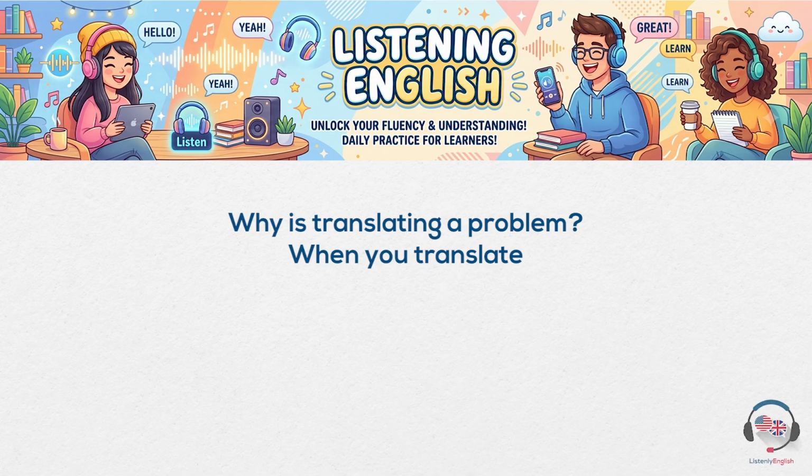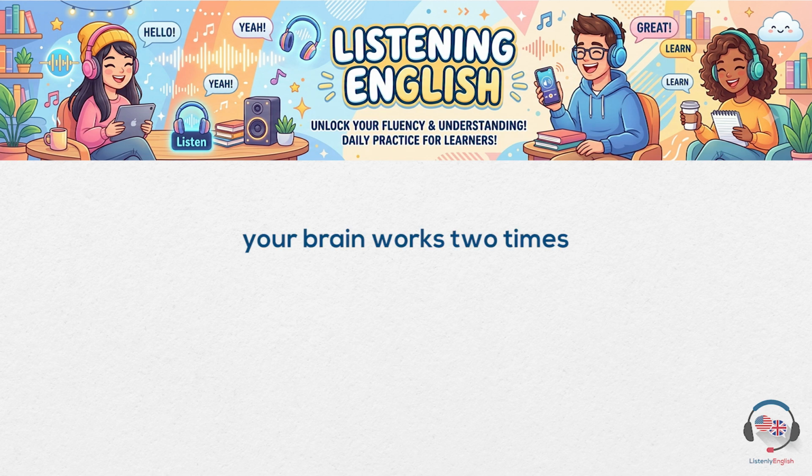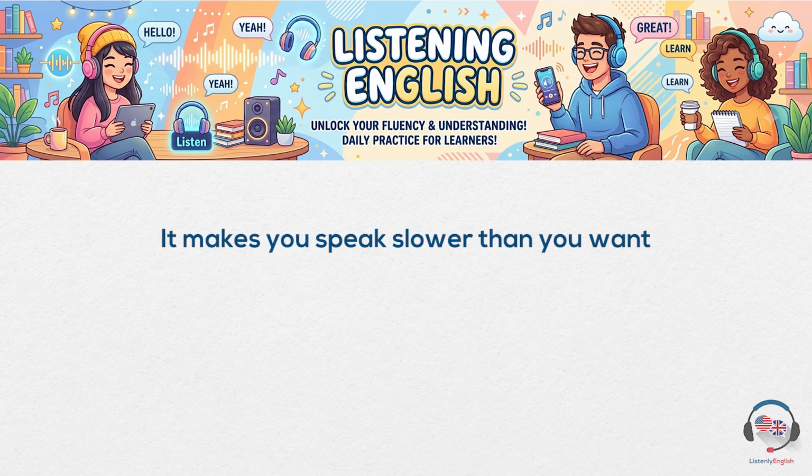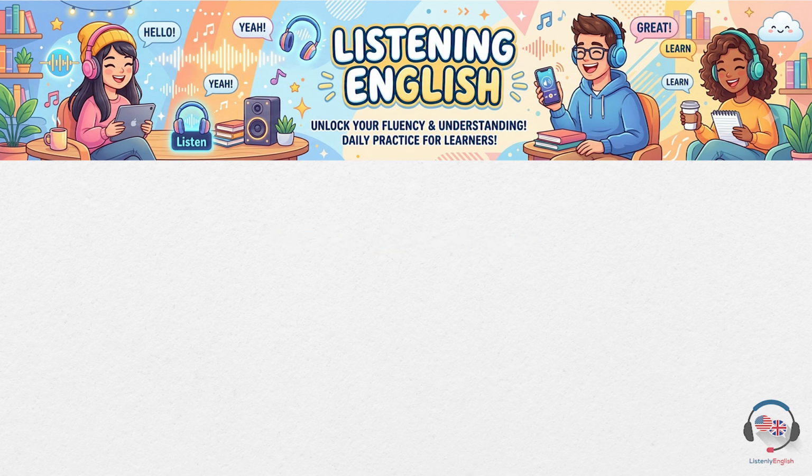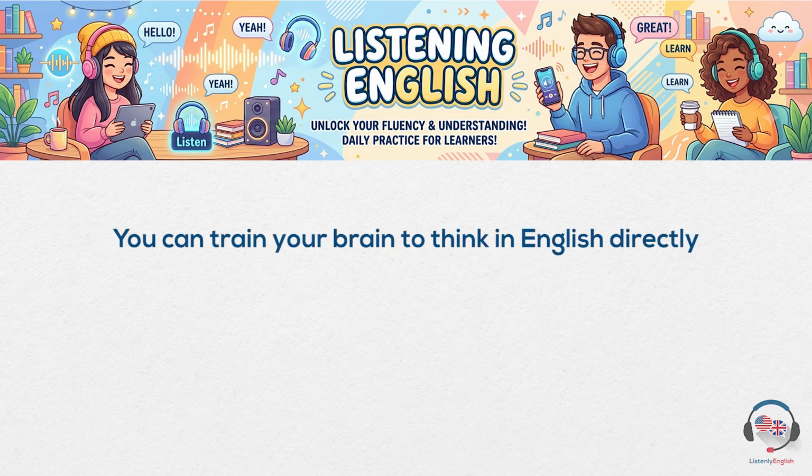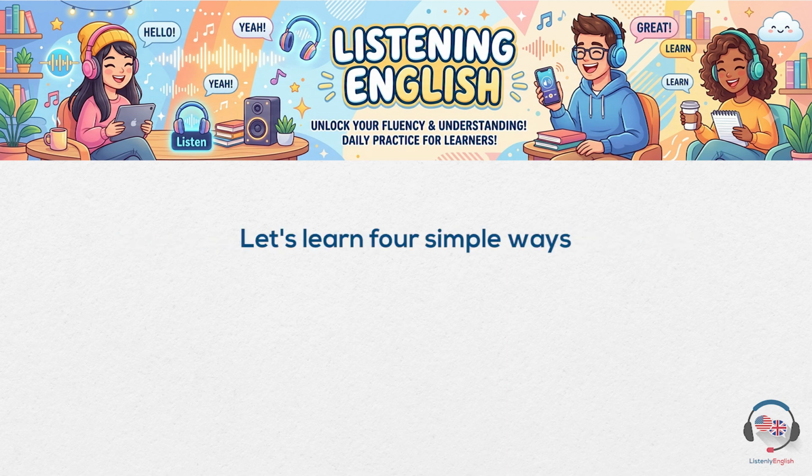Why is translating a problem? When you translate, your brain works 2 times. First, you think in your language. Second, you change it to English. This is slow. It makes you nervous. It makes you speak slower than you want. But there is good news. You can train your brain to think in English directly. Let's learn 4 simple ways.